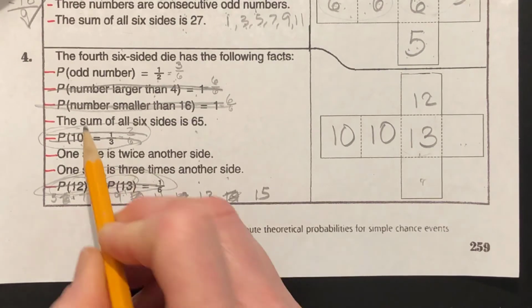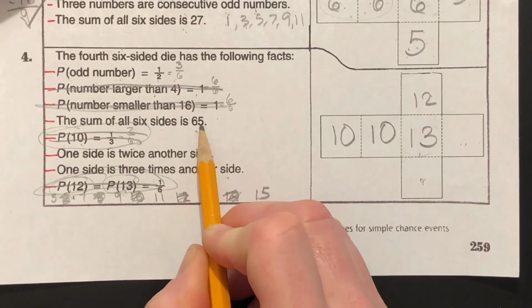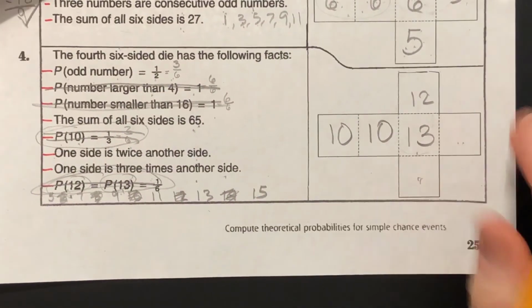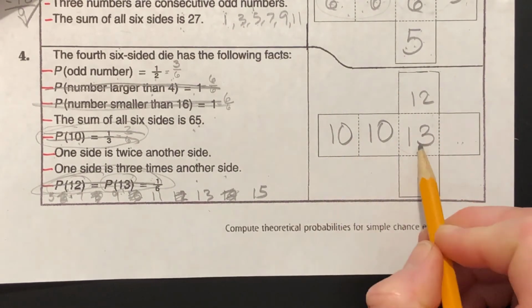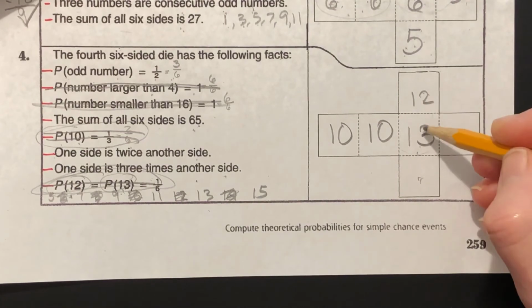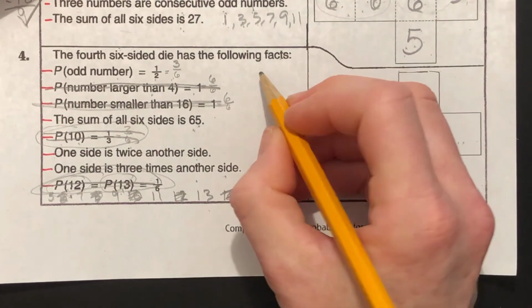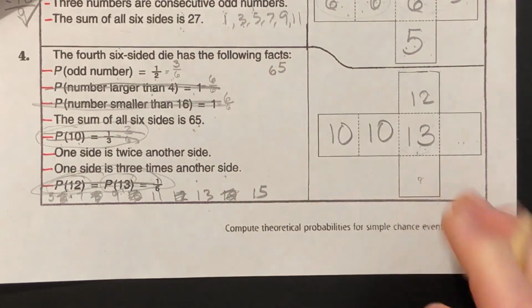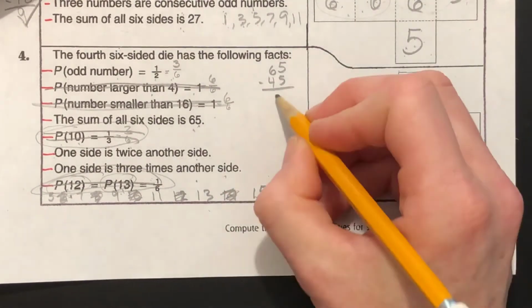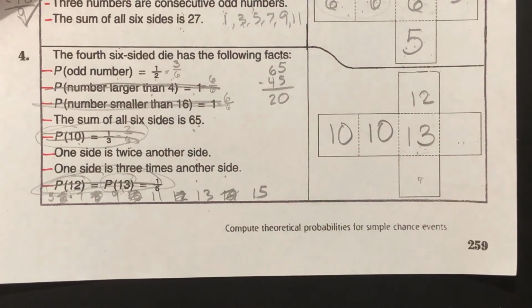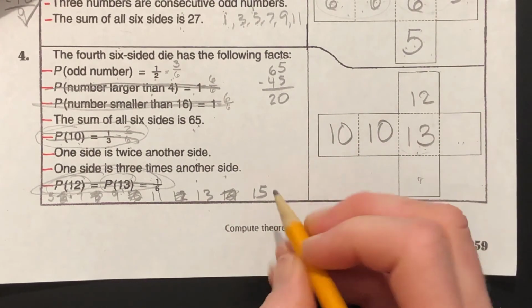All right, so let's work on this. The sum of all 6 sides is 65. Well, let me see what I've got so far out of that 65. 10, 20, 30, 40, 41, 42, 43, 44, 45. Okay, I've got 45. Of the 65 I have 45. That leaves me with 20. So two odd numbers that add up to 20. This will be difficult. Let's see.